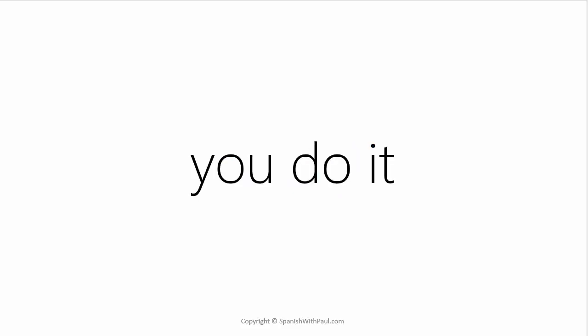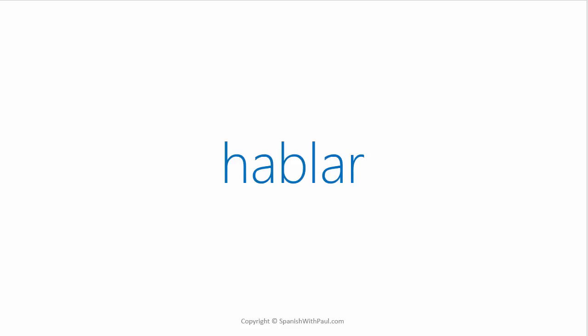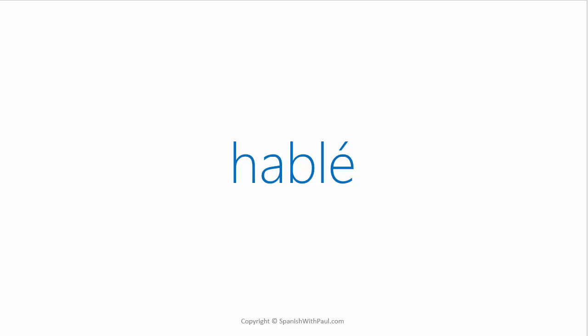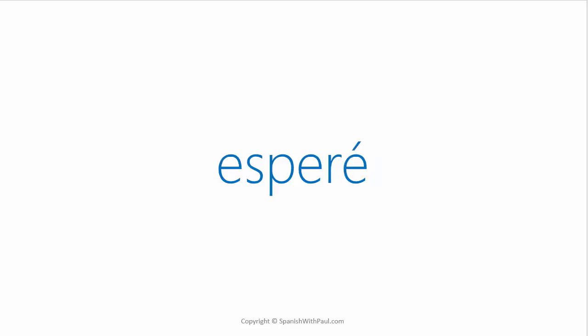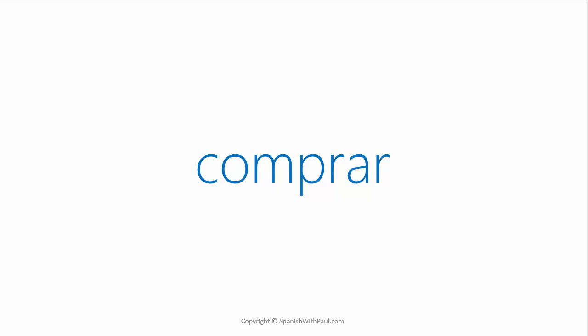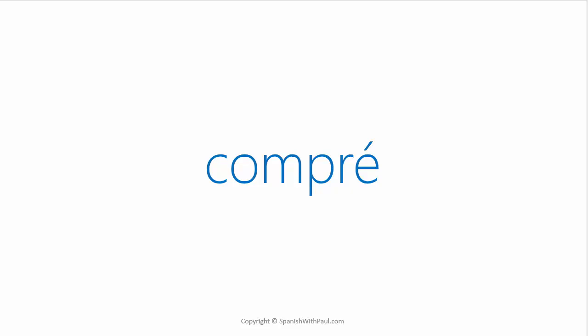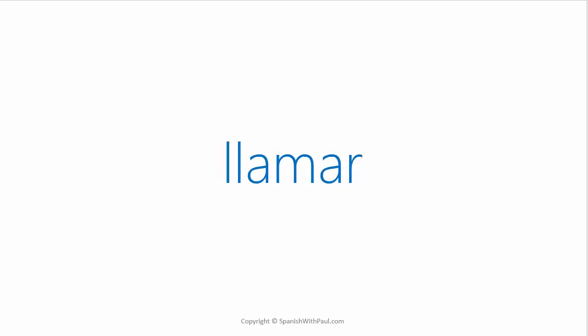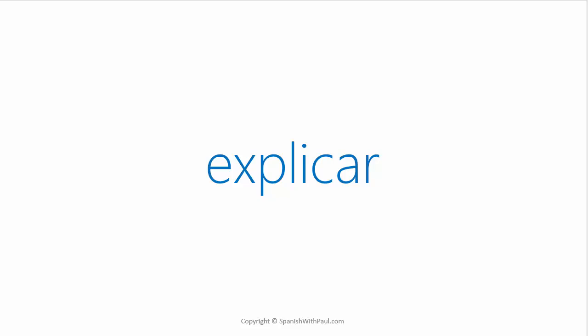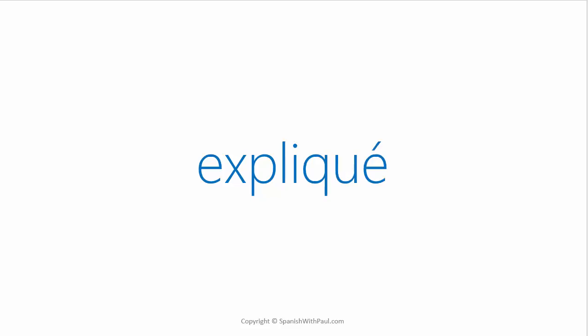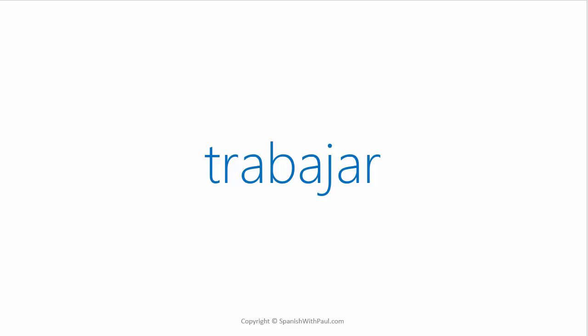Now, what I'd like is for you to run through that same drill. So I'll give you the full verb and then you tell me how you would convert it into the preterite tense. Here we go. Hablar goes to hablé. Esperar, esperé. Comprar, compré. Llamar, llamé. Explicar, expliqué. Trabajar, trabajé.